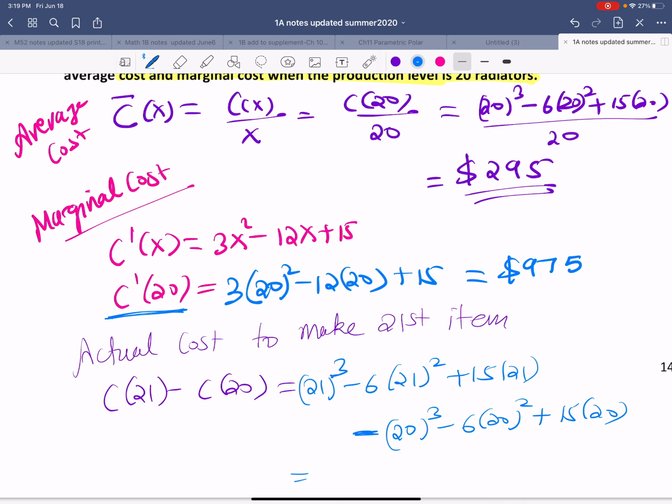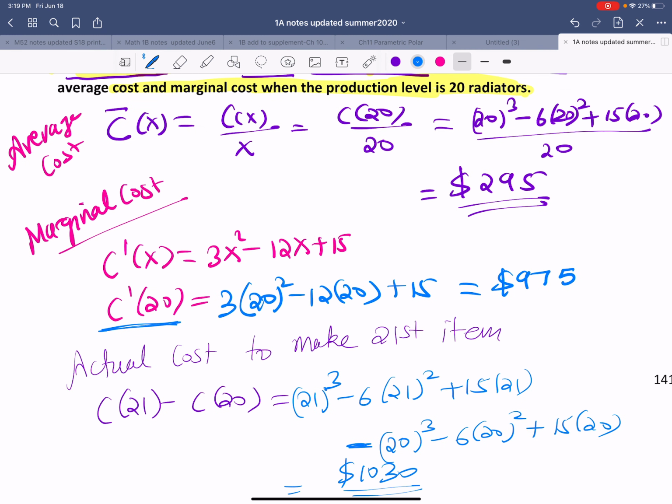And go ahead and use the calculator, plug them in and find out what the actual cost is to make the 21st item. Okay, looks like it turns out to be 1030. 1030 is the actual cost to make the 21st item, and our estimate using the marginal cost was pretty close. Our estimate using the derivative was 975. Pretty close, a good estimate. So it seems like for this business it's not a good idea to produce any more than 20 items because it's not beneficial.